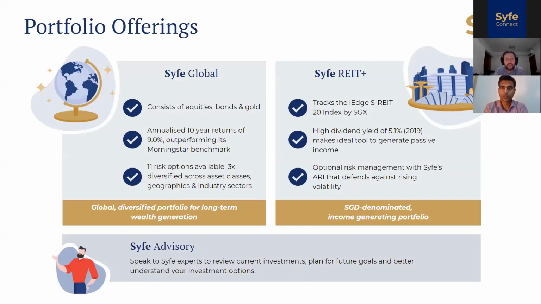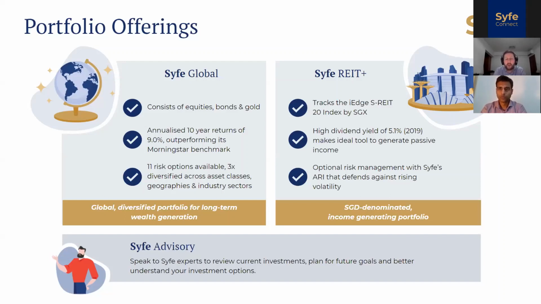Now, SIFE Global adheres to nearly all 6 principles that we've gone through before, in that it's a truly diversified portfolio with the aim of focusing on long-term wealth generation and wealth maximization. It looks at constituent parts of different asset classes, like I was saying in response to that last question, and there are different risk portfolios. In fact, there are 11 of them.